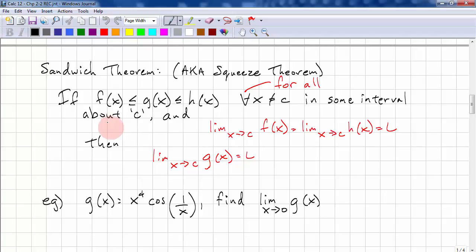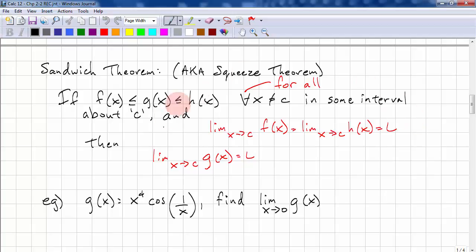So the squeeze theorem says, if f of x is less than or equal to g of x is less than or equal to h of x for all x not equal to c in some interval about c. So that means on either side of c. And we have the limit as x approaches c of f of x, and the same limit for h of x equals L, so some finite number. Then we have the limit of x approaches c, g of x equals L.